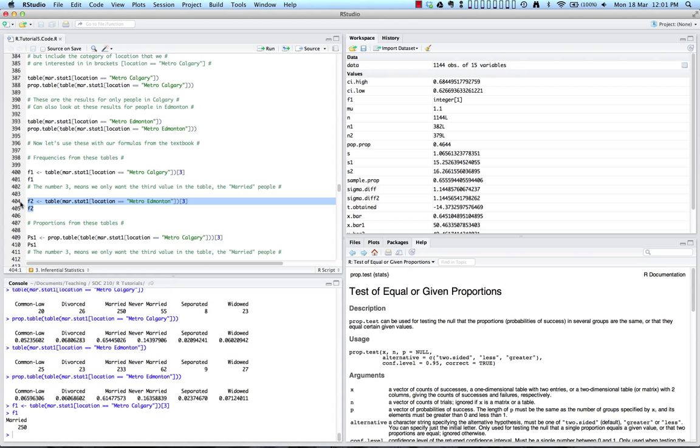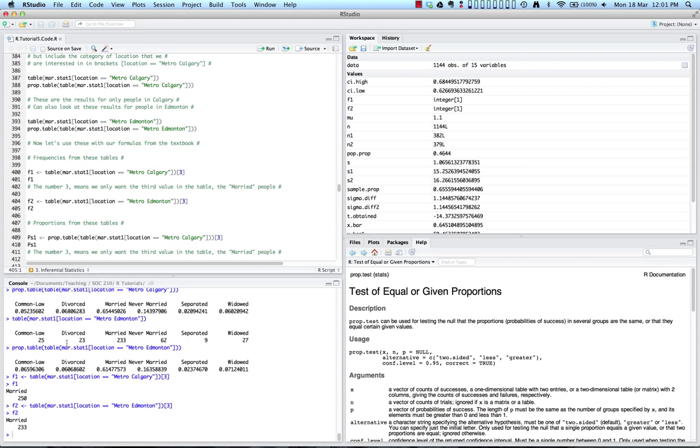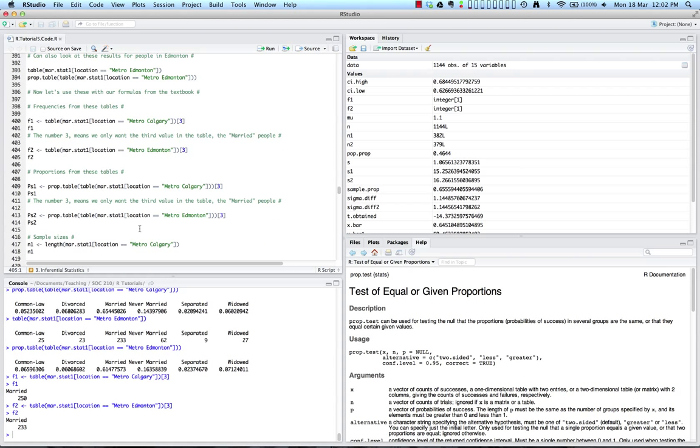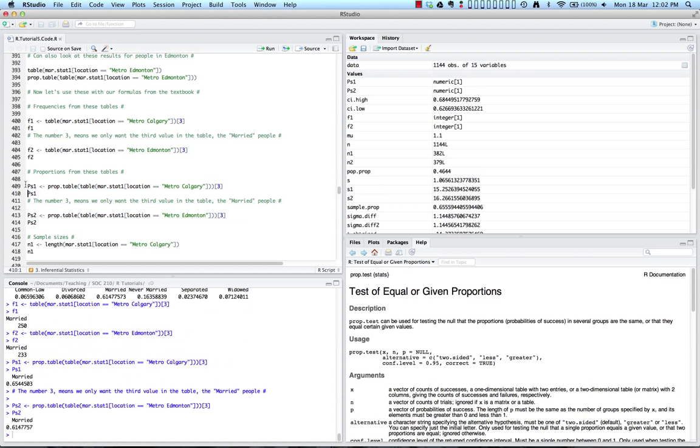We can do that for Edmonton as well, which is going to give us 233. So you can see in this table over here that 203 people were married in Edmonton. We have frequencies, but now we also want proportions from these tables. So we can do the same thing again with our prop.table for both of them and get PS1 and PS2.